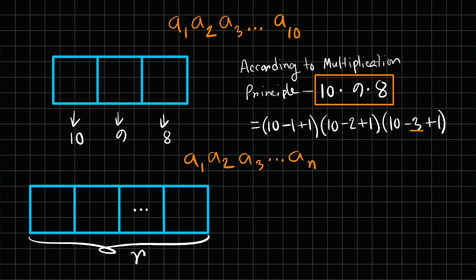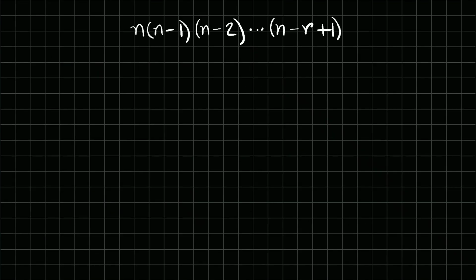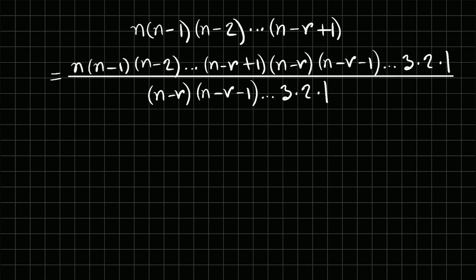Using this pattern, we can write the number of ways to permute r objects out of n objects as n times n minus 1 times n minus 2, up to n minus r plus 1 different ways. Now we can write this product as a nice formula in terms of factorial. To do that, we are going to multiply this product by n minus r times n minus r minus 1 times up to 3 times 2 times 1, and then divide by the same expression.